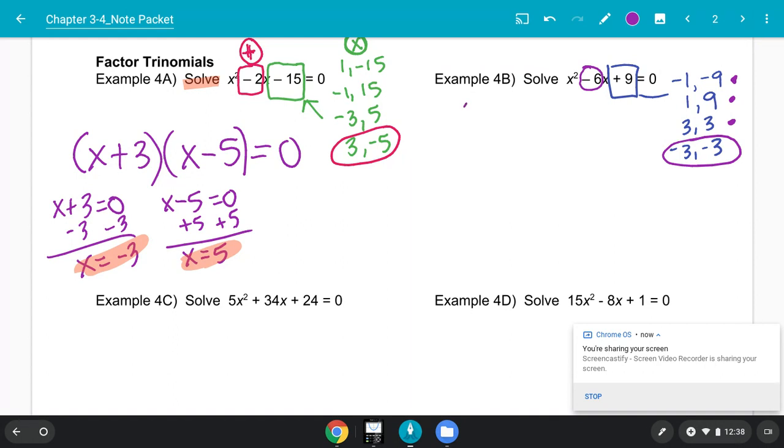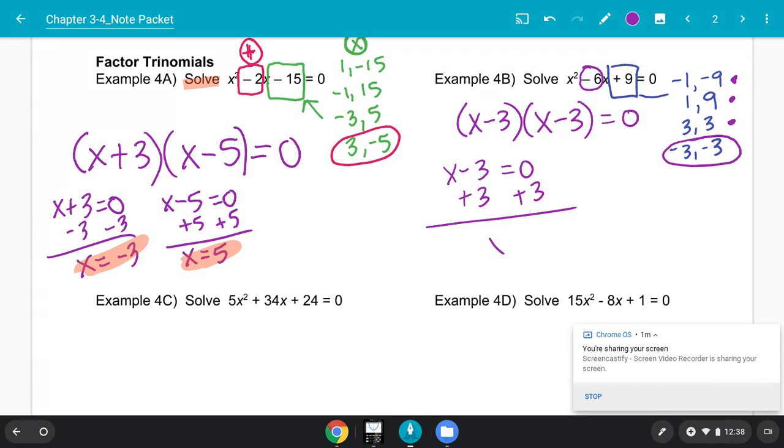So then what we have is (x - 3)(x - 3) = 0. And you can set each of them equal to 0, but I'm just going to do it once because I'm lazy and they're obviously the same thing. So x = 3 is our solution, or our zero for that one.